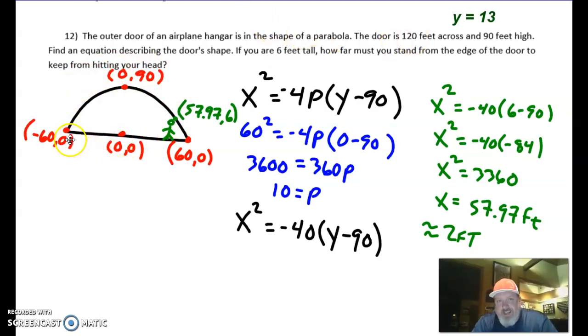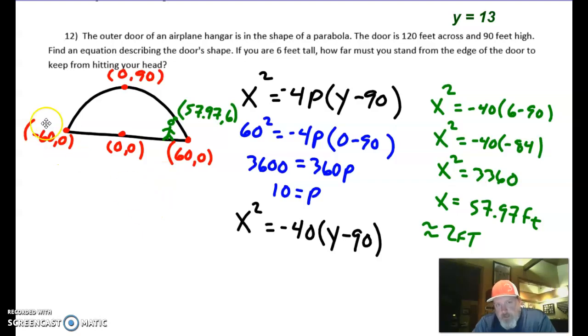The door is 120 feet across and 90 feet high. If you've ever been past an airplane hangar, they can be pretty big, obviously, when you're getting jumbo jets and private planes in and out. Find an equation describing the door shape. If you are 6 feet tall, how far from the edge must you be so you can walk in without hitting your head? So obviously, if we're in the middle, we got plenty of room, but if you're close to the edge, you don't want to get nipped there.